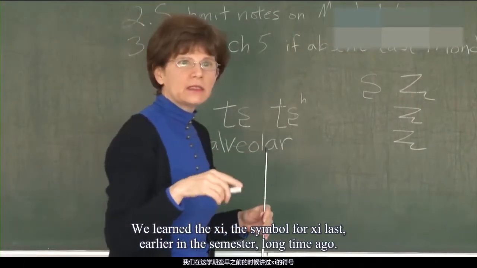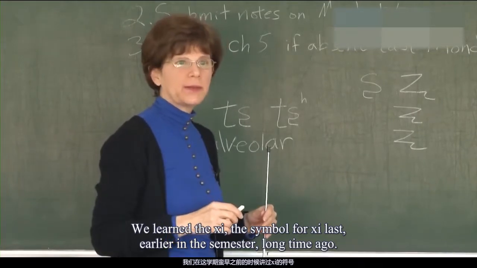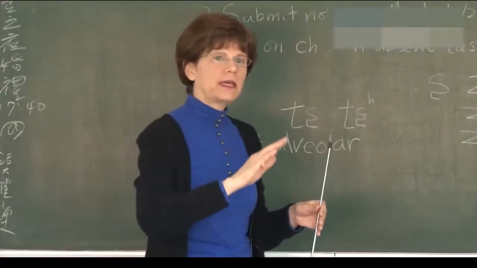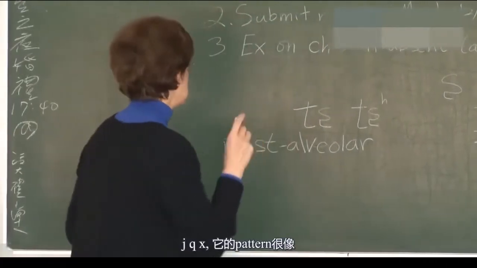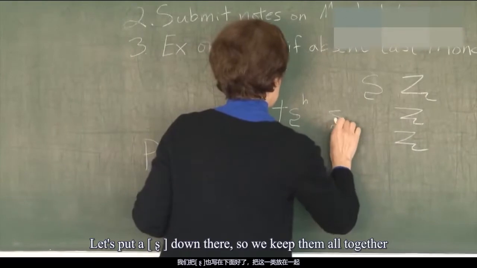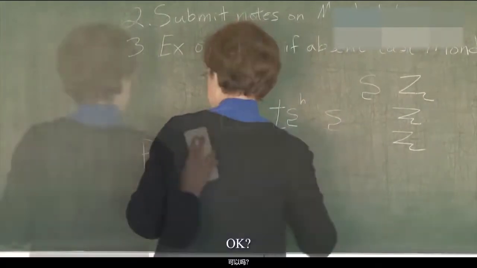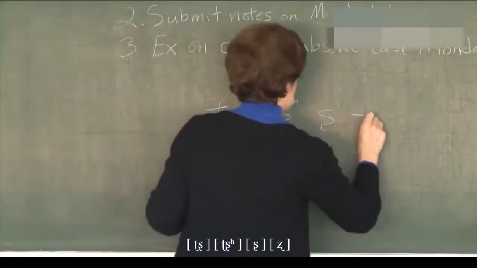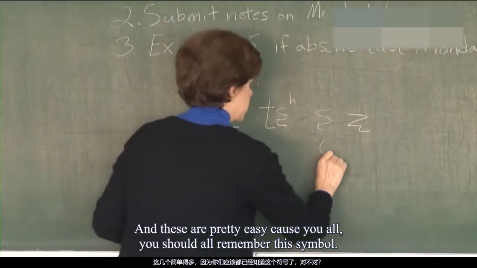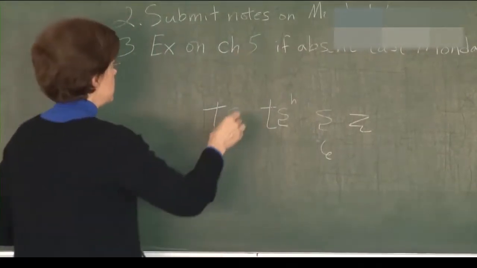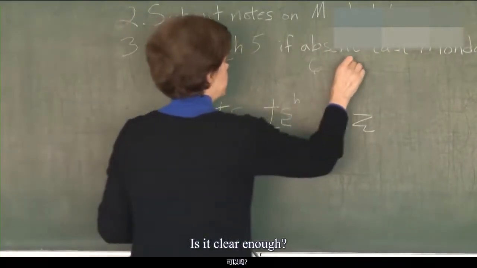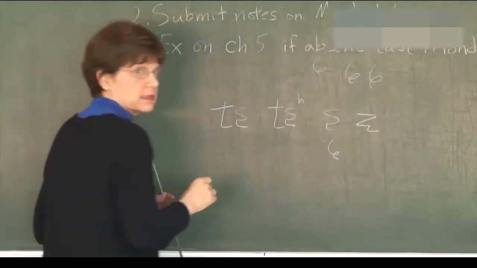We learned the symbol for 西 earlier in the semester, a long time ago. Do you remember? I said you'll need this in the future. It's not palatal-alveolar. We call it alveolo-palatal. 我们为了区别，机器吸它的 pattern 很像。Let's put the sh down here so we keep them all together. That's not very good, is it? Okay. 支持sh, zh. And now we're going to do 机器吸, and these are pretty easy because you should all remember this symbol. Remember? Alveolo-palatal. It looks like a C with a little curly Q. 吸就是这样写的. Is it clear enough? 这样子. That's a 吸.